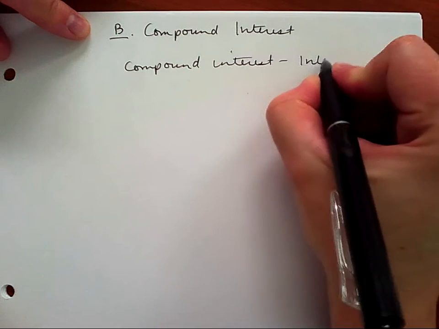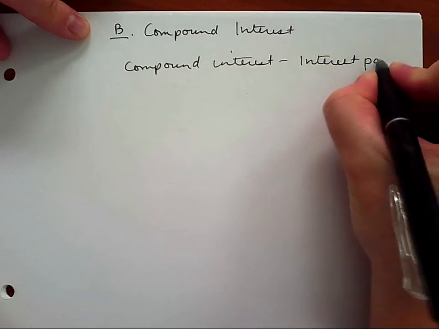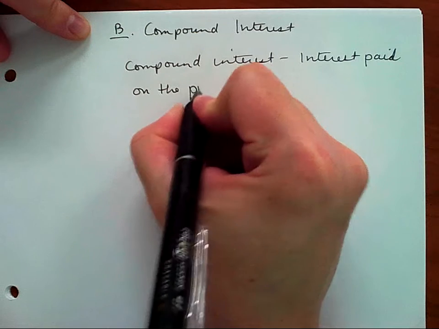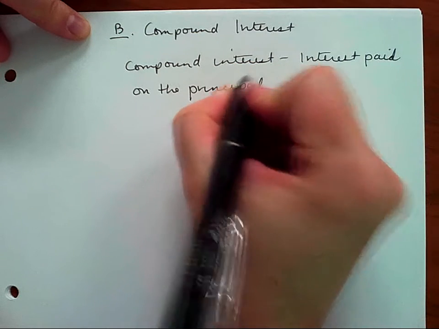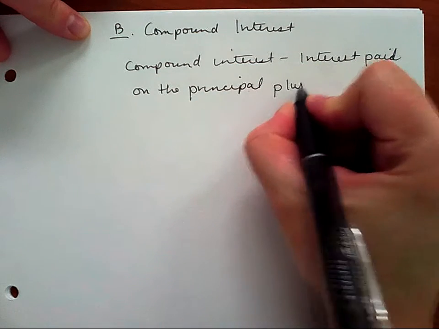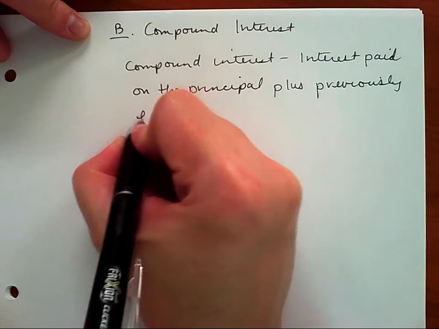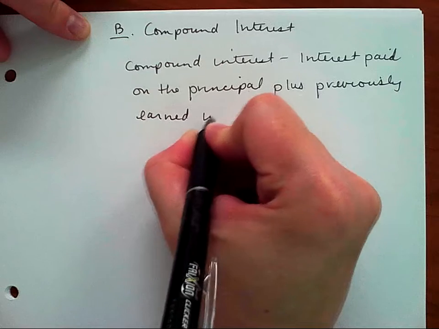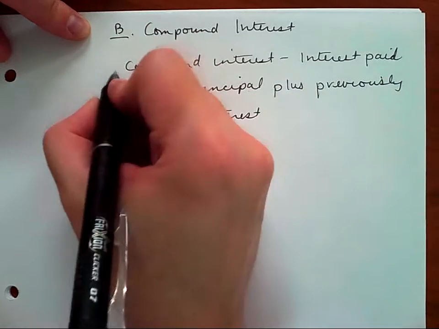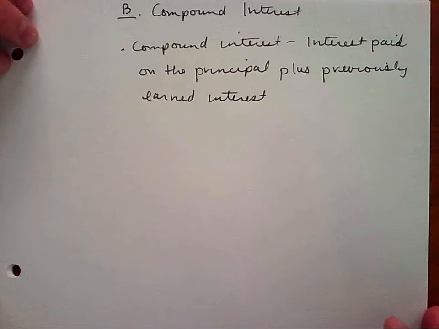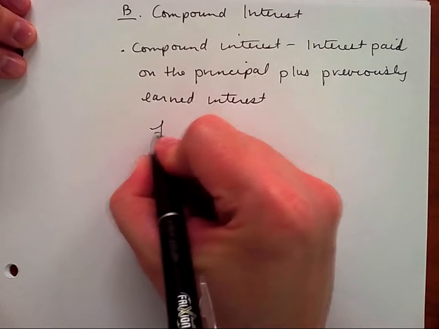So compound interest is interest paid on the principal plus previously earned interest. So compound interest is when your interest is added to your principal and then you continue to earn interest on that. So whether it's a loan or whether it's a savings account. So let's do the formula.